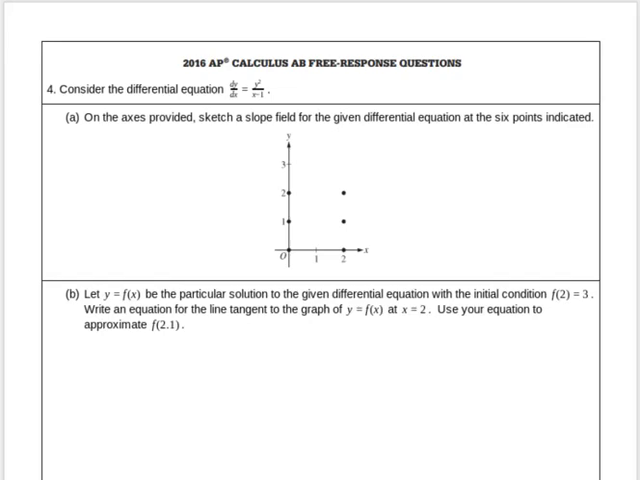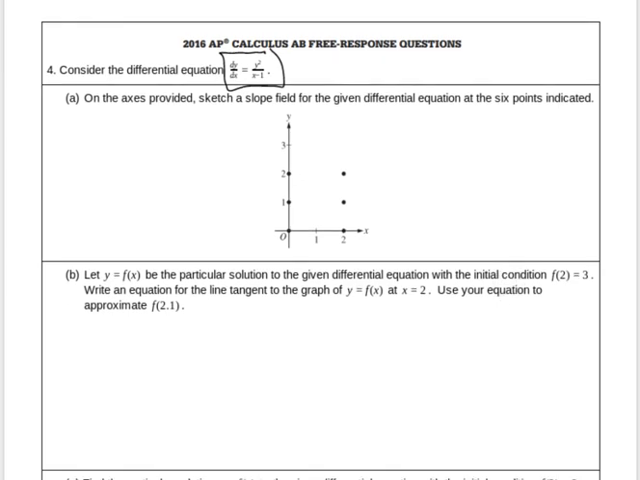Everybody, this is the 2016 free response question number 4. So we're given this differential equation right here, and in part A, we're asked to sketch a slope field for the given points. So the first thing I notice is that because the y squared is in the numerator on the top, we know that anytime the y is 0, we're going to have a slope of 0. So for this point right here at 0, 0, and for this point right here at 2, 0, we know the slope is going to be 0. So those are nice and easy to sketch.